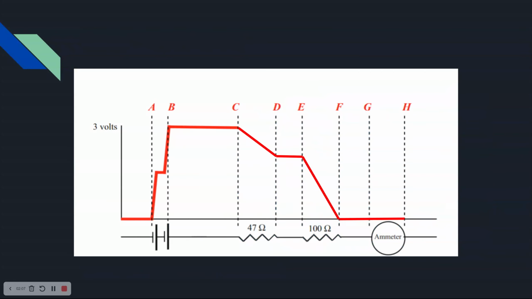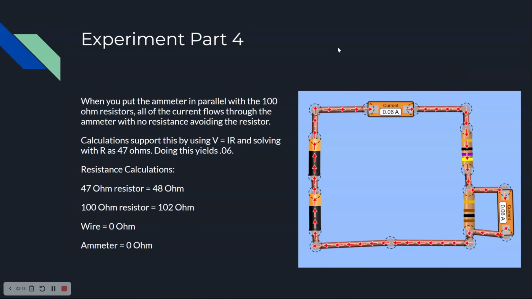We start from A, going all the way to H at the end. And if we look, we start at 0 and end at 0. So if we were to go back from H to A, there's no change, which is also what we're looking for according to that loop rule. So here's part 4 of the experiment.